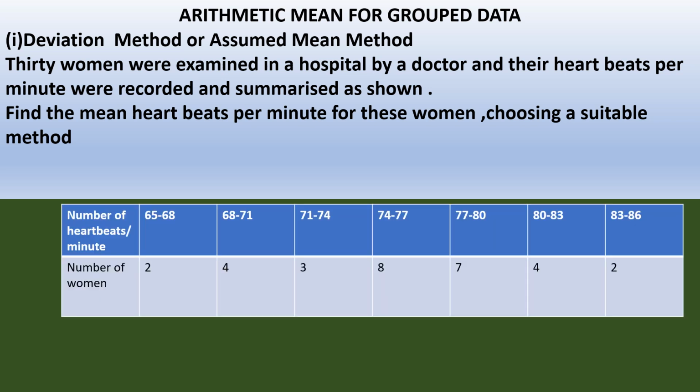Here the problem gives the number of heartbeats per minute: 65 to 68, 68 to 71, like that as class intervals, and the number of women are 2, 4, 3, 8, 7, 4, 2. If you observe, these are exclusive classes, because 65 to 68, 68 to 71.